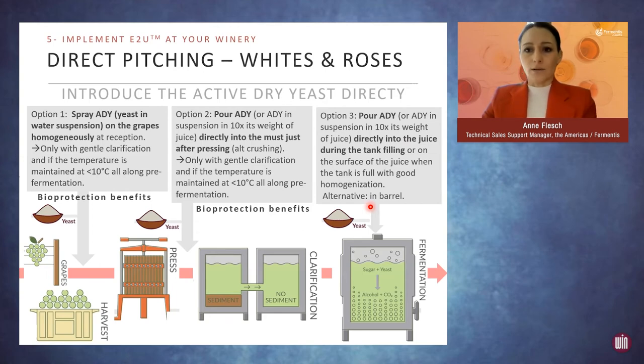Direct pitching in barrel is also, of course, an option. Again, you have the option to take a little bit of the juice and gently homogenize the yeast in there and direct pitch. That's another option.